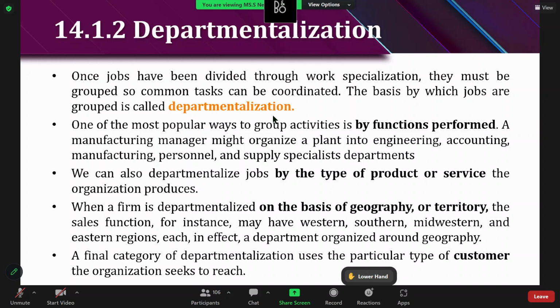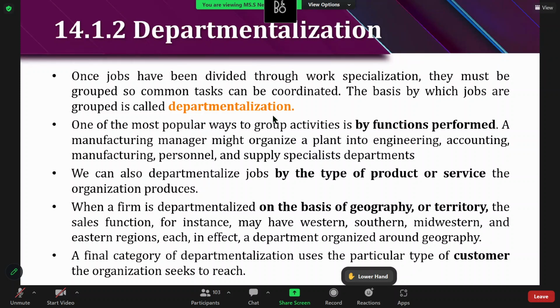The basis by which the jobs are grouped is called departmentalization. So on which basis are we grouping the common tasks? One of the most popular ways to group activities is by the functions performed. A manufacturing manager might organize a plant into engineering, accounting, manufacturing, personnel, and supply specialist departments. So this is one way of doing departmentalization.